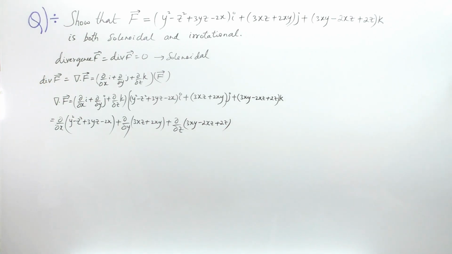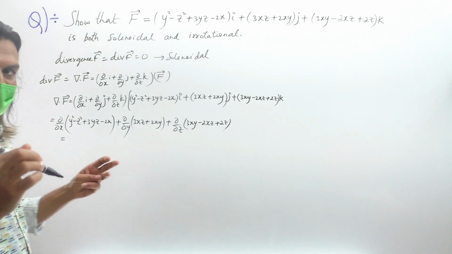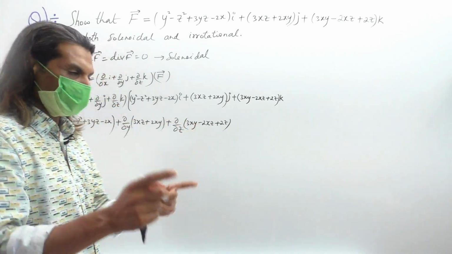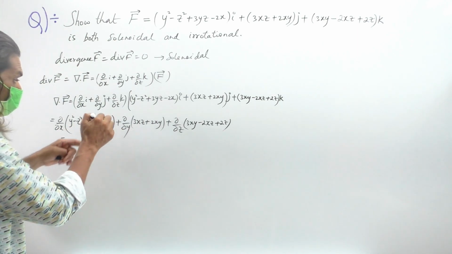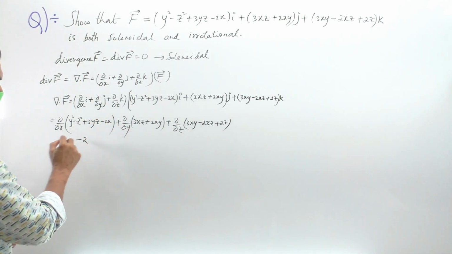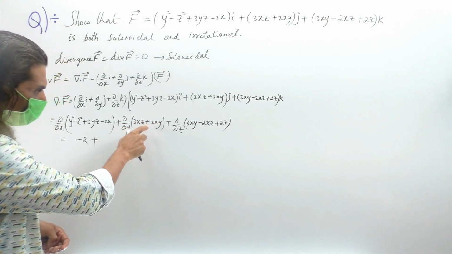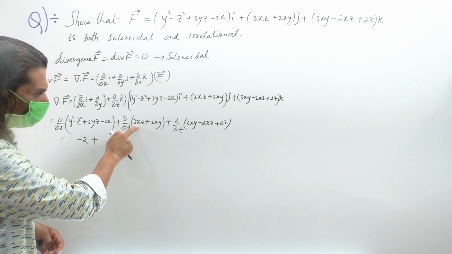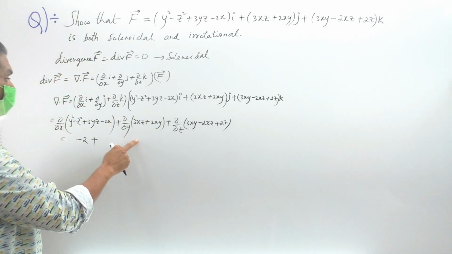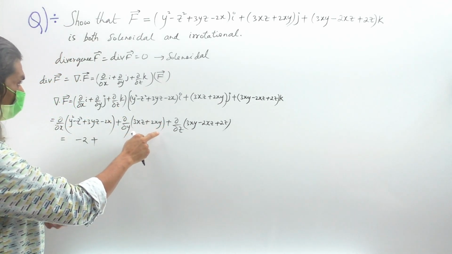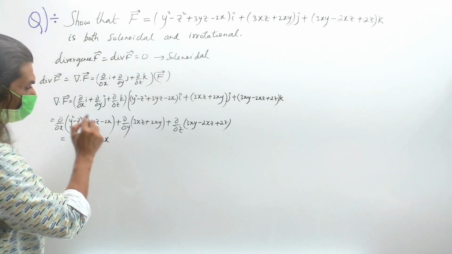Now, simplify this. Here you are partially differentiating only with respect to x. Y square has no x term, z square has no x term, 3yz has no x term, and minus 2x gives minus 2, since the differentiation of x is 1. Plus dou by dou y: differentiating with respect to y, there is no y in 3xz, so 0, and for 2xy, 2x stays as it is, and the differentiation of y is 1.